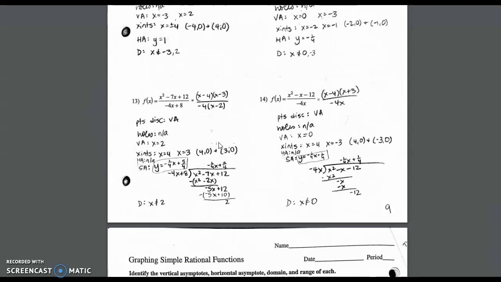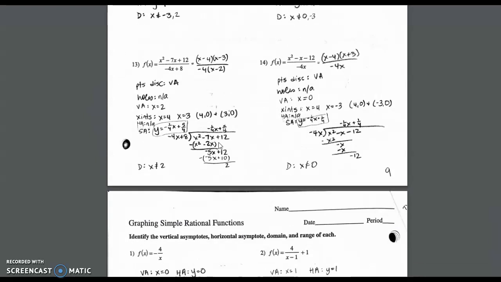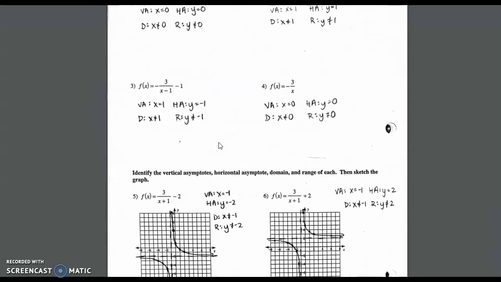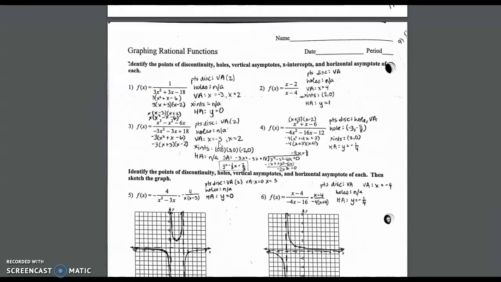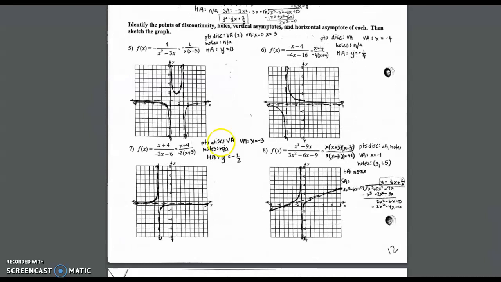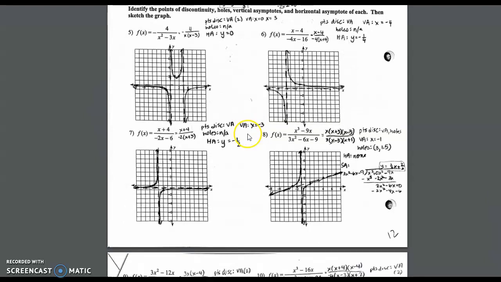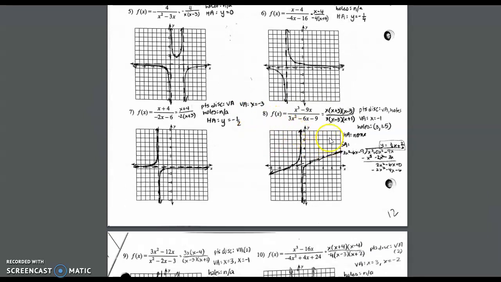I'd like to now skip to a problem where there is a hole, and I don't know if any of the ones on this page have holes. No, it doesn't look like they do. So then, if we go to pages 12 and 13, there was an example here that had a hole. Okay, so like number 8.